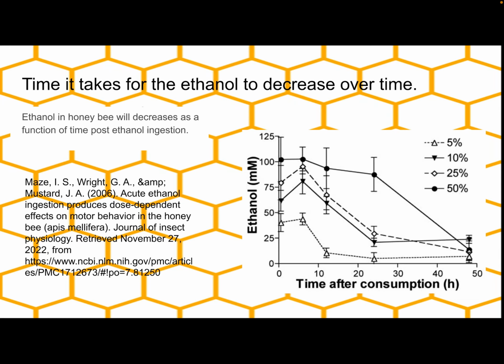Ethanol in honeybees and the time it took for the ethanol to decrease over time. Ethanol levels were significantly lower at the 24 and 48-hour time points, when compared to the 0.5-hour time point for all treatments.